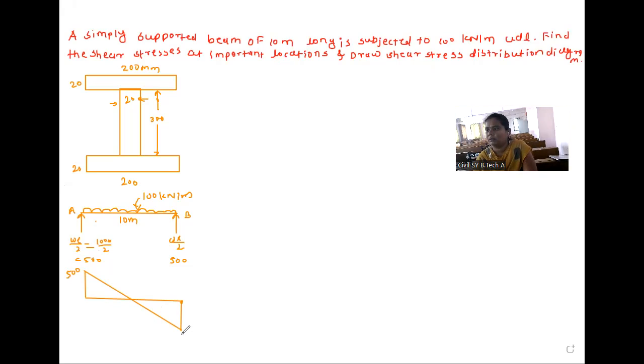Here 500, here also 500. Now we will start solving.